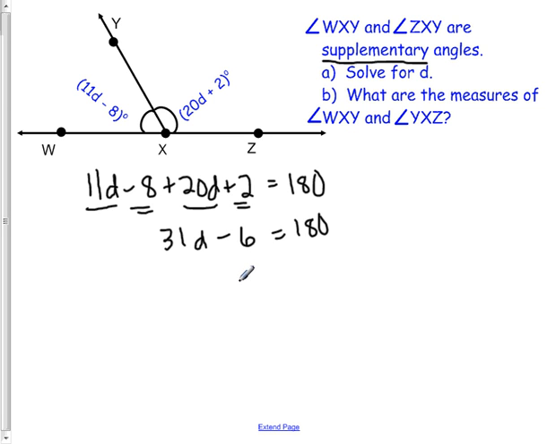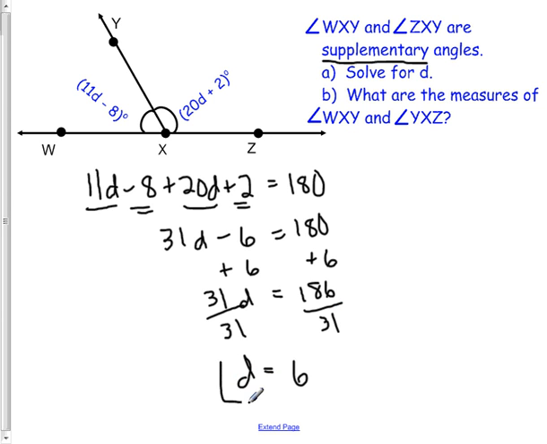So, let's solve this equation. I guess I would add 6 to both sides. We get 31D equals 186. And then we divide by 31 on both sides. And we get D equals 6. So we have our answer for what D is. That's the part A of the question. And then part B says, what are the measures of WXY and YXZ?